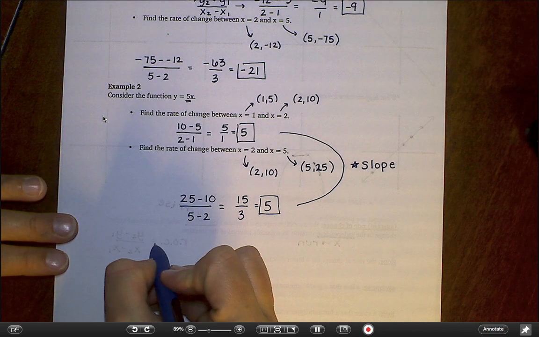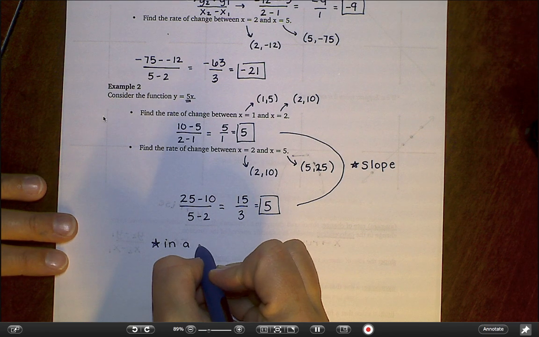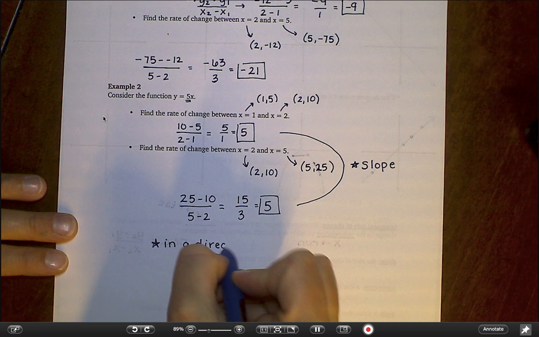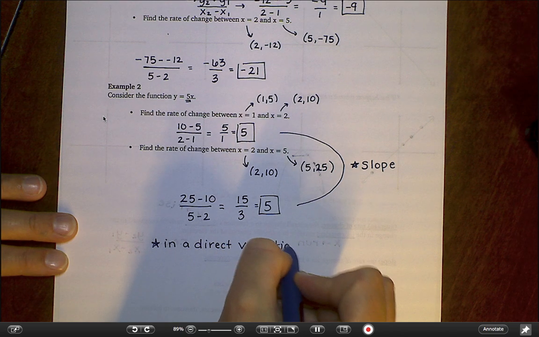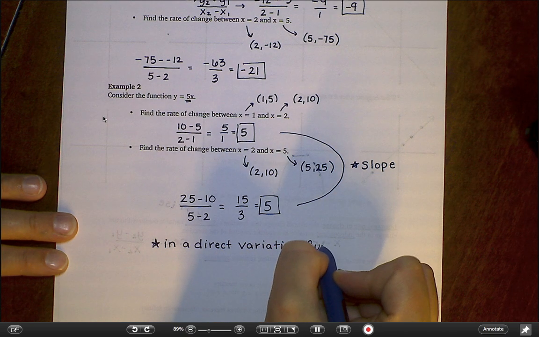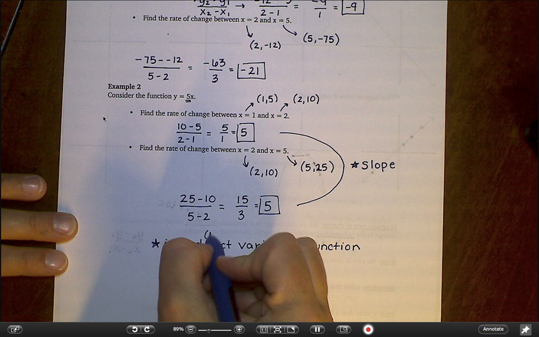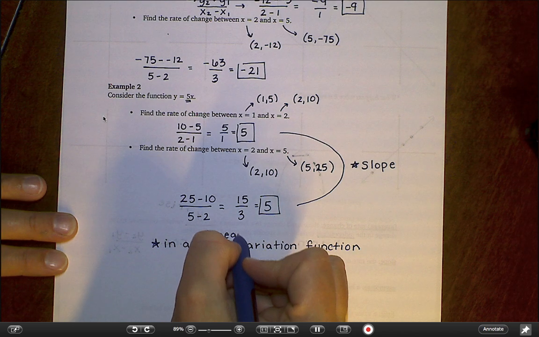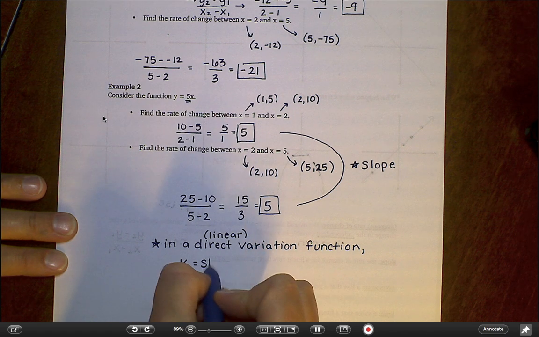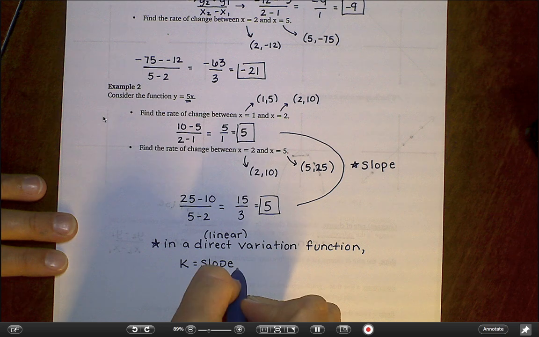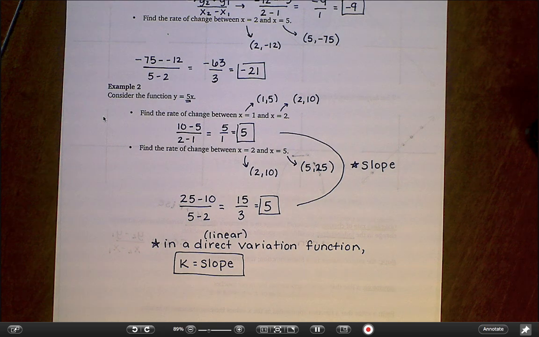And so you might want to make a note that in a linear function, or I guess we should say in a direct variation function, I'm going to throw the word linear in here too. In a linear direct variation function, the k value tells you lots of things about the equation, but it also tells you your slope. Okay, that's an important observation there.